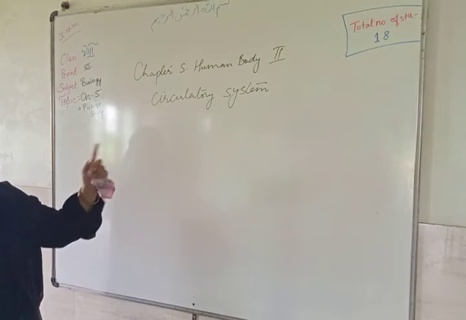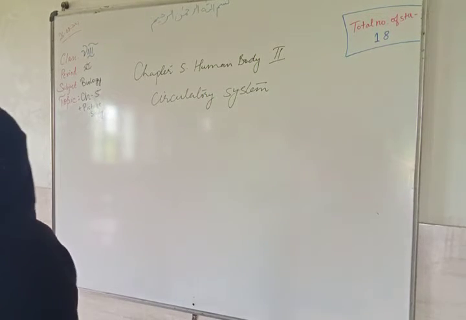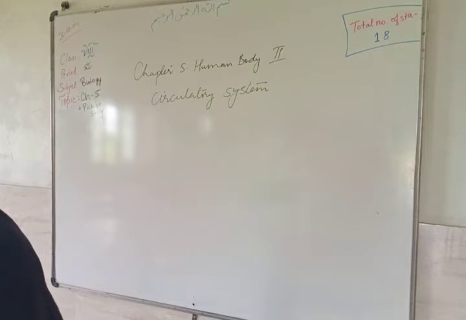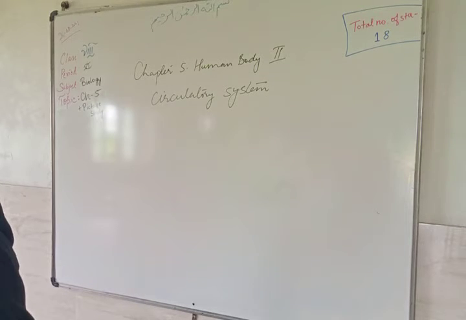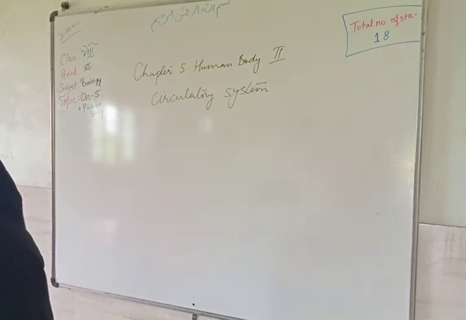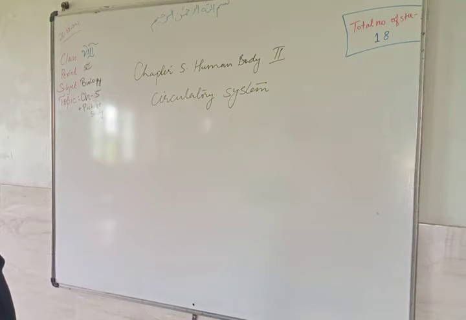Okay, human body, second chapter: circulatory system. What is the difference between a unicellular organism and a multicellular organism? A unicellular organism is made up of one cell which performs all the functions. A multicellular organism is made up of many cells. A group of cells forms tissues, and a group of tissues forms organs. Everything is specialized in them. There is a division of labor in the multicellular organism.